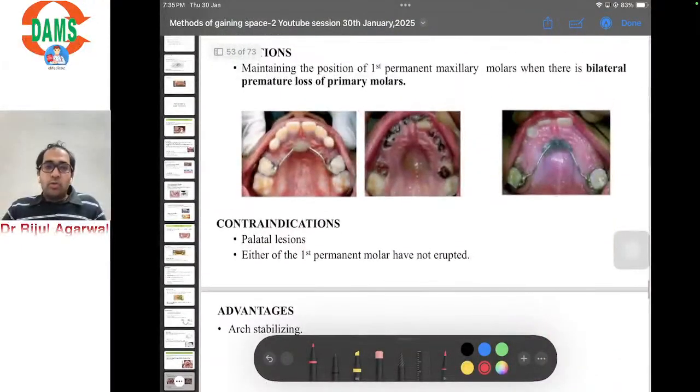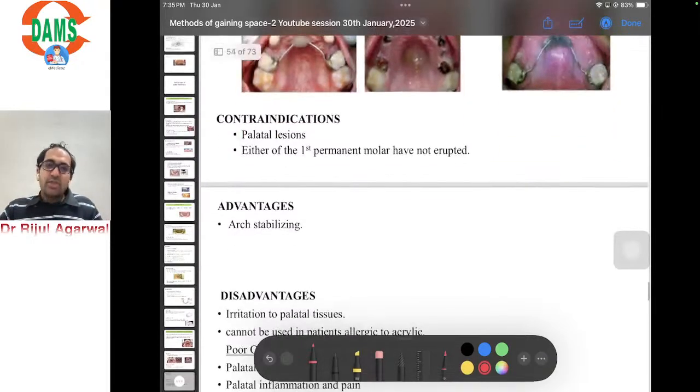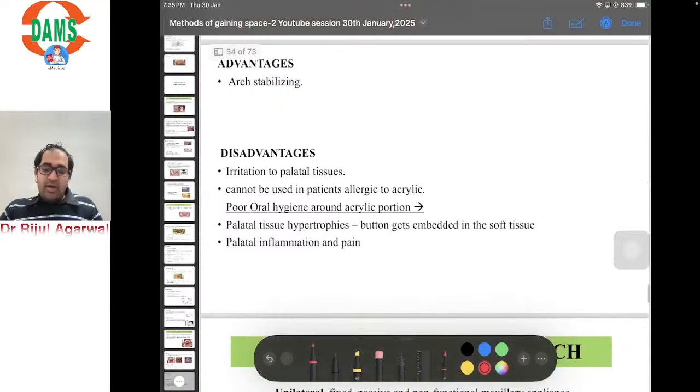Indications: it maintains the position of the first permanent maxillary molars when there is bilateral or premature loss of teeth in front of it. Contraindications are the presence of any palatal lesion, or either of the first permanent molars not having erupted. Advantage: it stabilizes the arch. Disadvantages: it irritates the palatal tissue and cannot be given in patients allergic to acrylic.